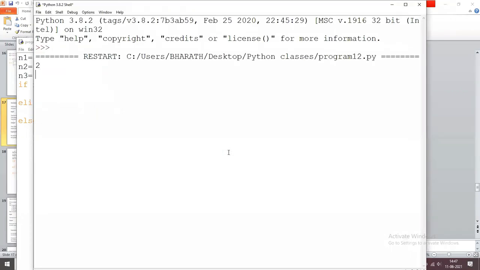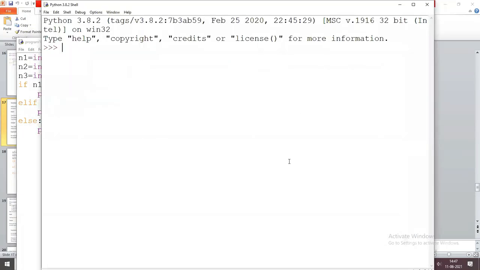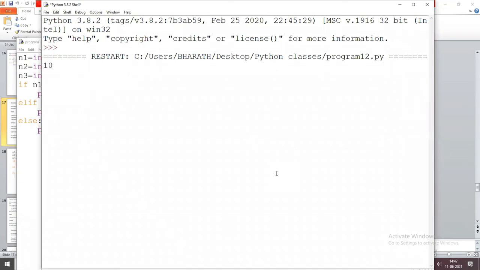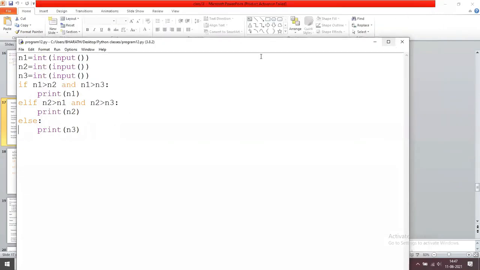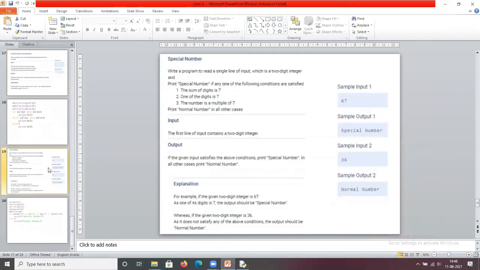Okay, we execute this program. I give 2, 5, 7 as input. It returns 7, so 7 is the biggest number. Execute one more time. 10, 11, 16, so 16 as output. Okay, so now we move to the next problem.